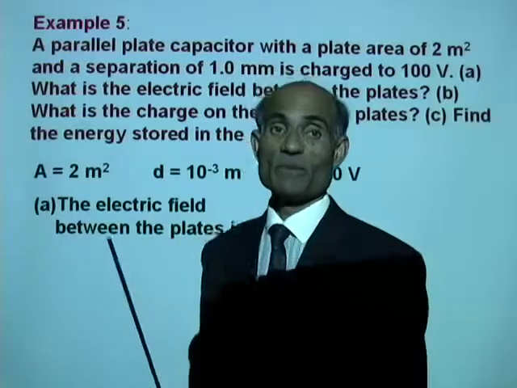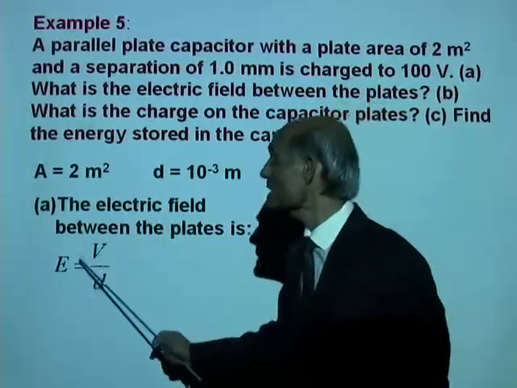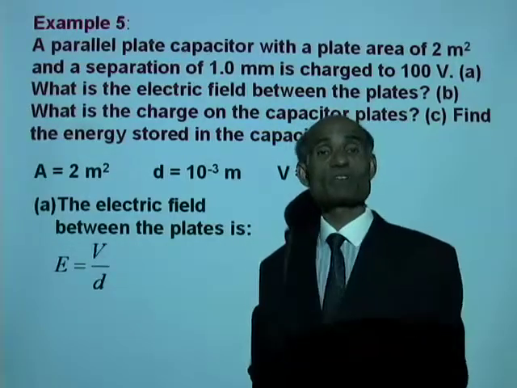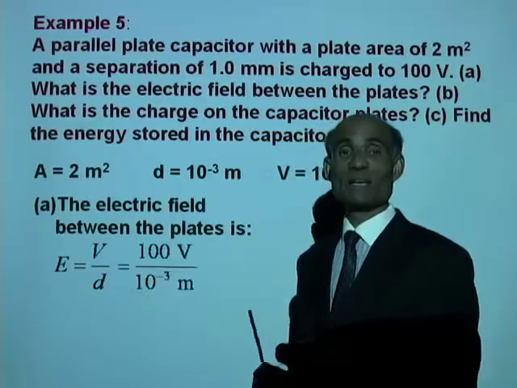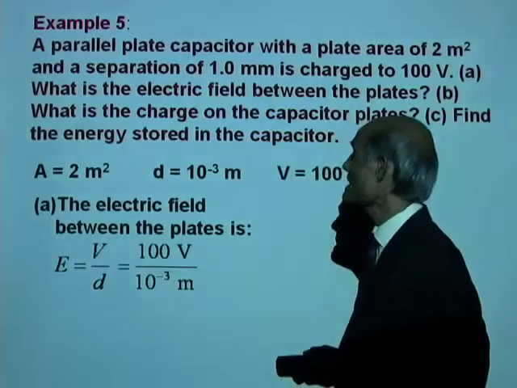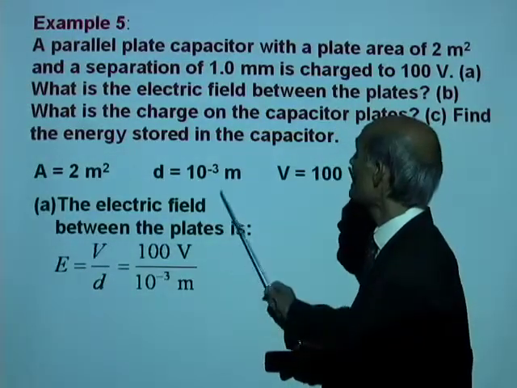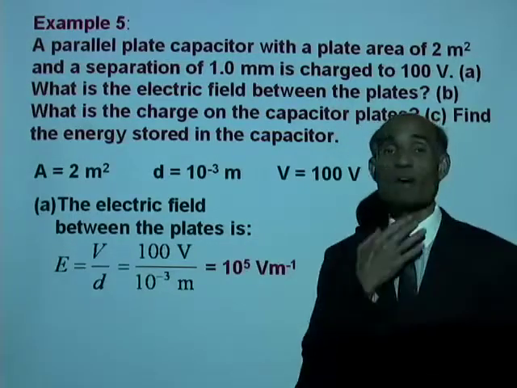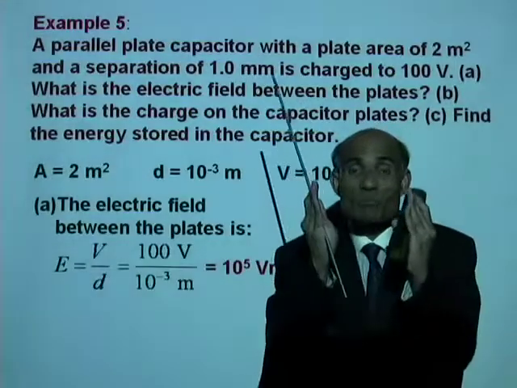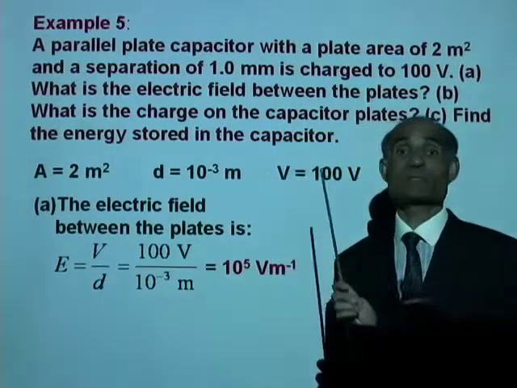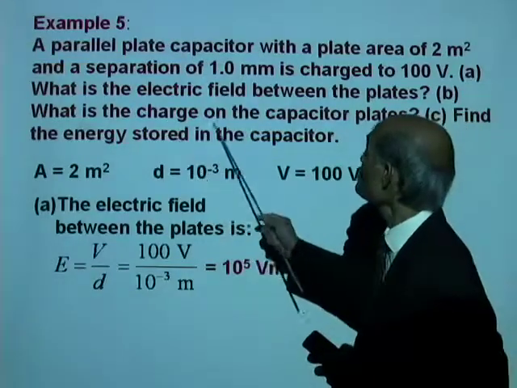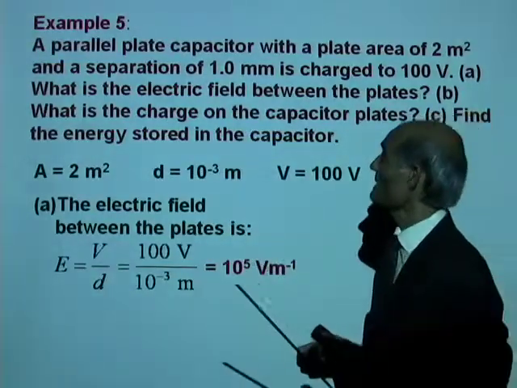So, the electric field between the plates, E equal to V over d, potential difference divided by the plate separation. That is 100 volts divided by 10 to the negative 3 meter, and that will be 10 to the 5 volt per meter is the electric field between the capacitor plates. Next one. What is the charge on the capacitor?